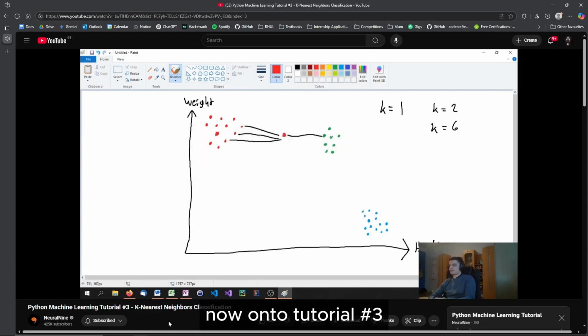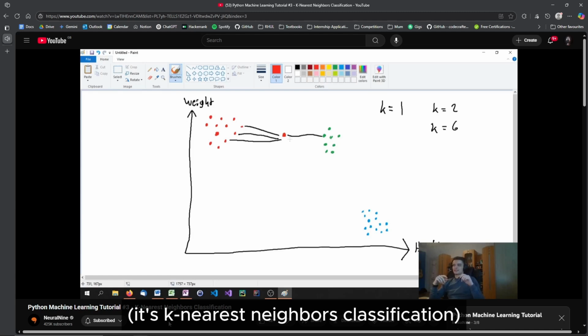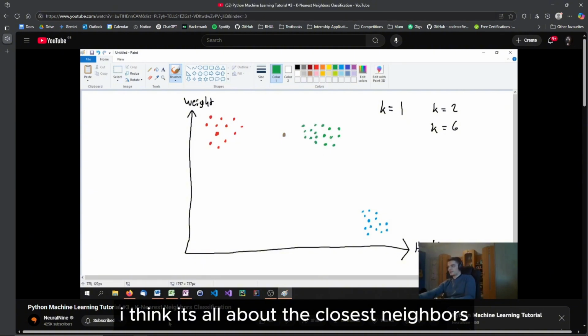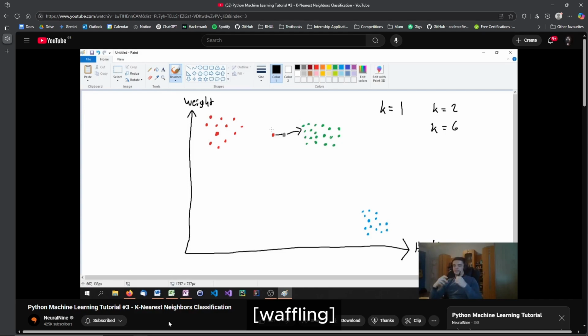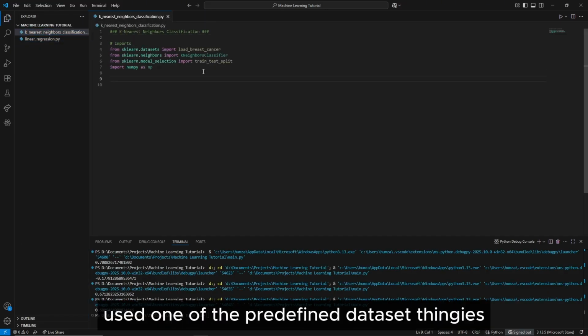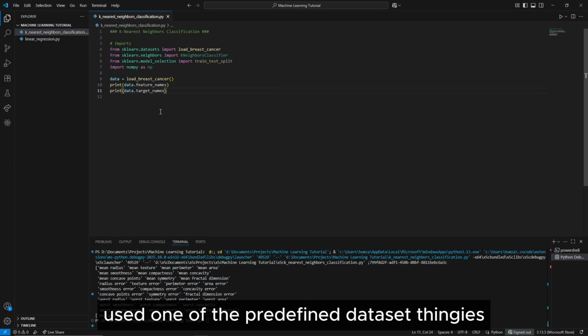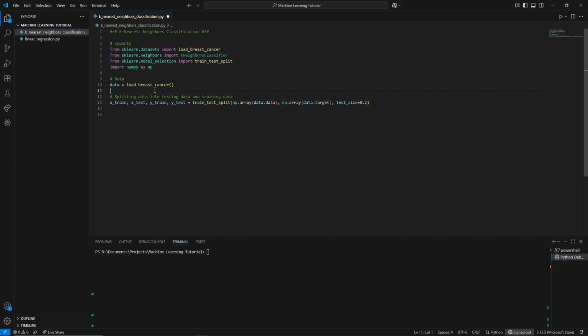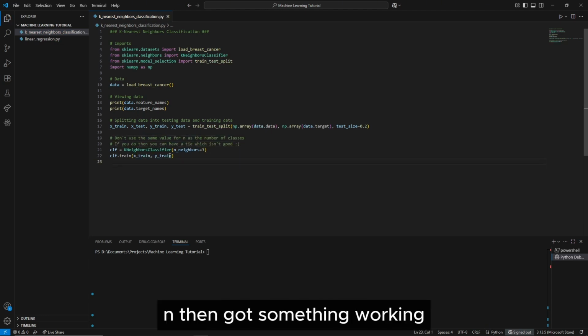Now on to tutorial number 3. I think it was k-nearest neighbors classification, and I think it's all about the closest neighbors. So if you have a point, whatever's close. I don't know how it works. We did the code again and used one of the pre-defined dataset thingies in the packages, and then got something working.